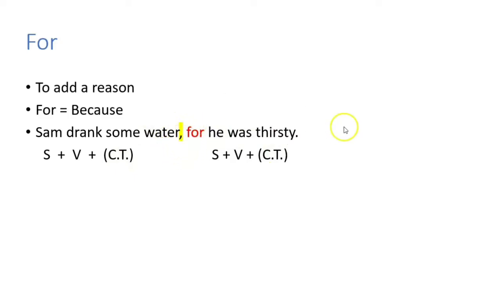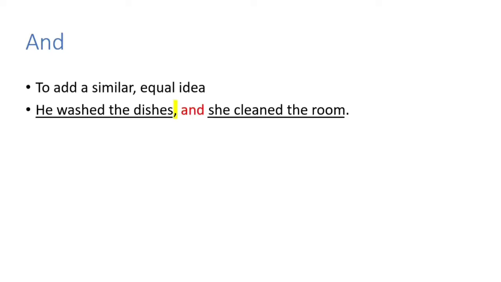ودايما ما بننسى الكوما قبل coordinating conjunction. And is used to add a similar equal idea. For example, he washed the dishes and she cleaned the room. This idea is similar to this idea. نستعمل and لحتى نزيد فكرة متساوية أو متشابهة. He washed the dishes يعني هو غسل الصحون، و and she cleaned the room هي نظفت الغرفة. هول الفكرتين متشابهتان.